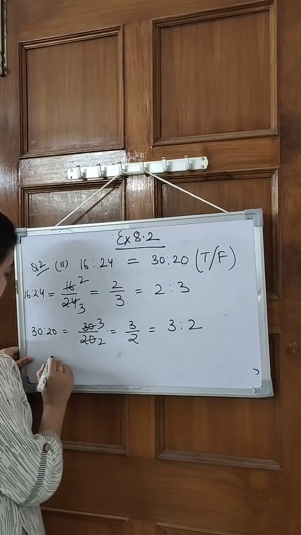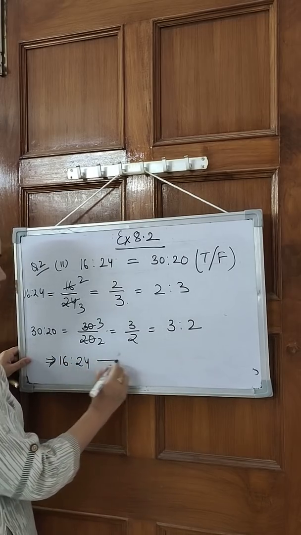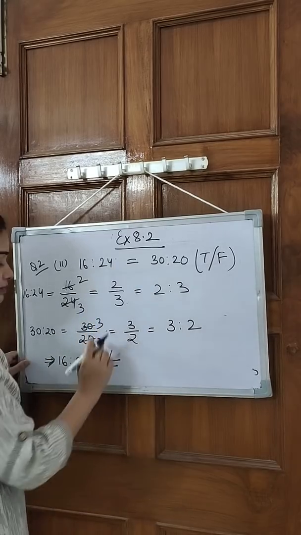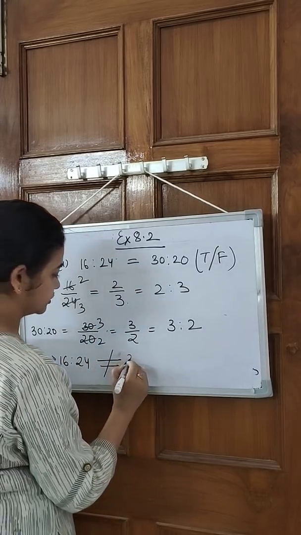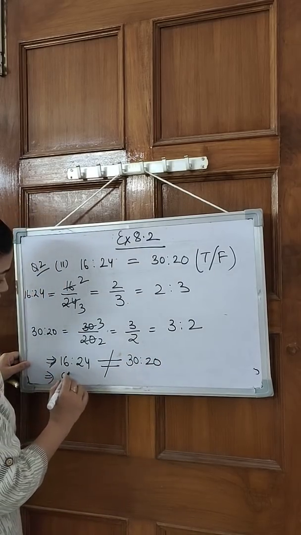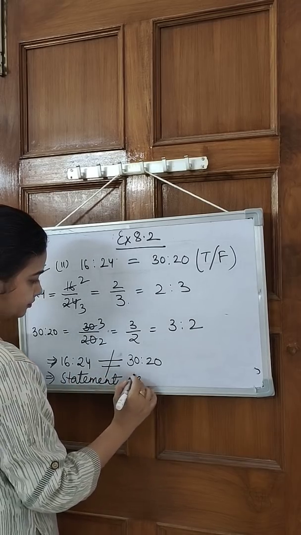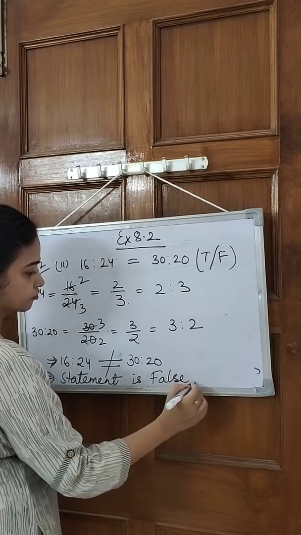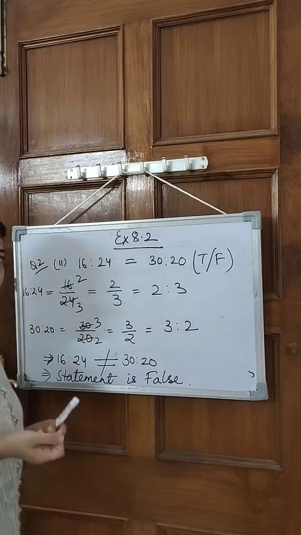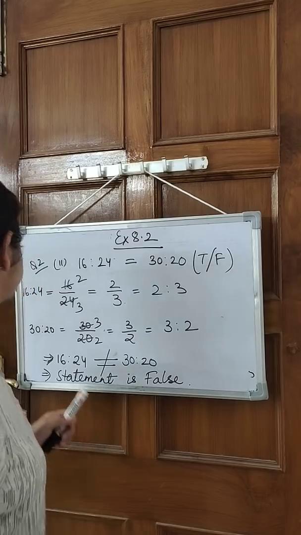This means what I can say, 16 is to 24 is not equal to 30 is to 20. This is the sign of not equal to. When you write an equality sign and you cut it, you say it is not equal to. And this says the given statement is false. Yes, the given statement is false. This is what you have to do in question number 2. Everywhere you have to check whether the given statement is correct or not. Now let's come to question number 3.